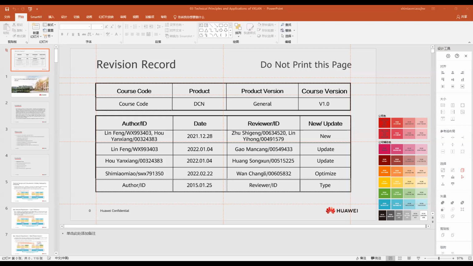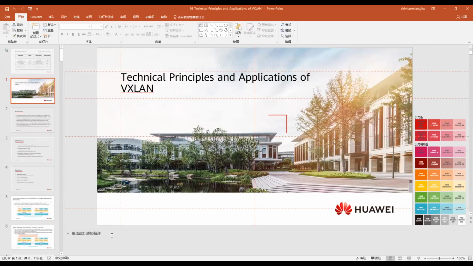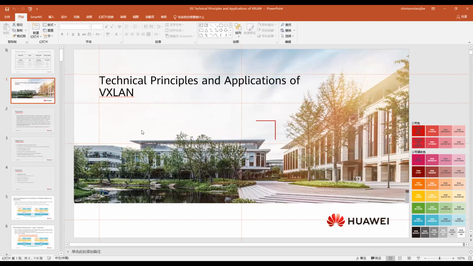Okay. Now let's start our second day of training. Today we will look at the one moment. We will learn the technical principle and applications of VXLAN. I think it is a very important part of the HCA DCN, and maybe it will occupy a lot of the examination. So we will spend a whole day to learn this part, VXLAN, its principle and applications.